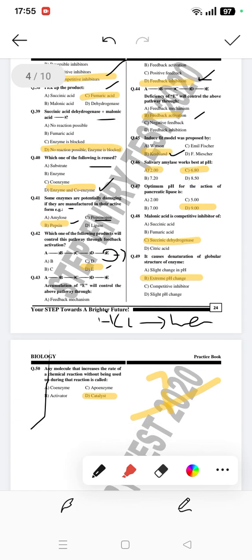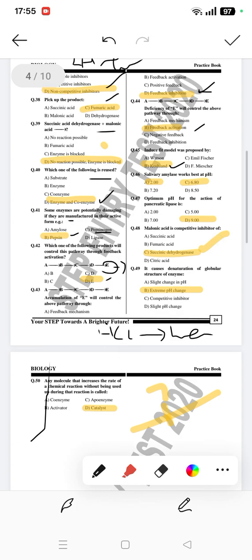Then comes malonic acid. It's a competitive inhibitor of succinic dehydrogenase. Sorry, we skipped one MCQ: the optimum pH for action of pancreatic lipase. Pancreatic lipase works at about pH 9, which is a lot, but it works like that. Water has a pH of 7, quite neutral. 2 is the pH of pepsin.